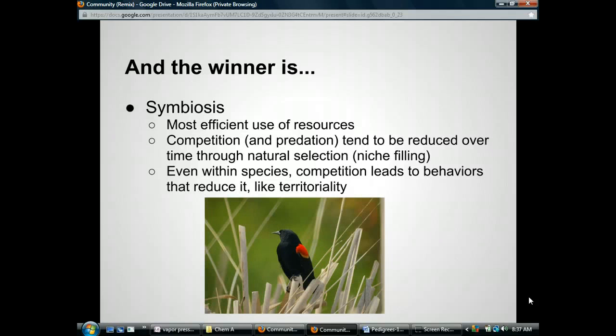Think of the red-winged blackbird. You go out there during their mating season, you'll see them out, almost evenly spaced out over a swamp, sitting on the cattails. The males have established their own little territories where they can show off their pretty red shoulders.